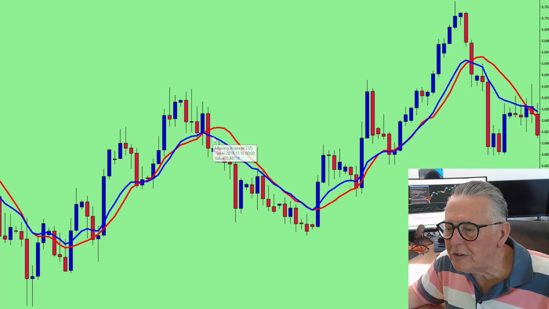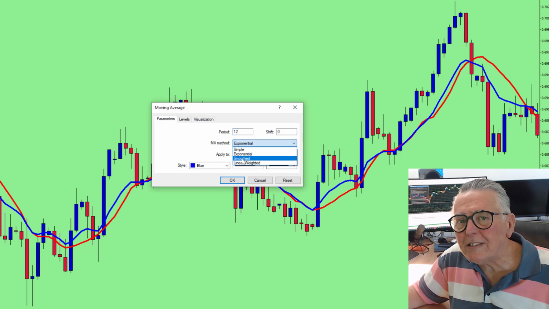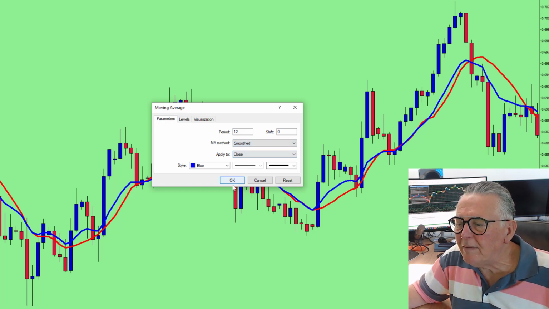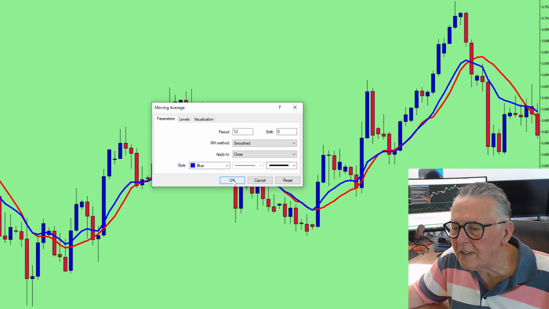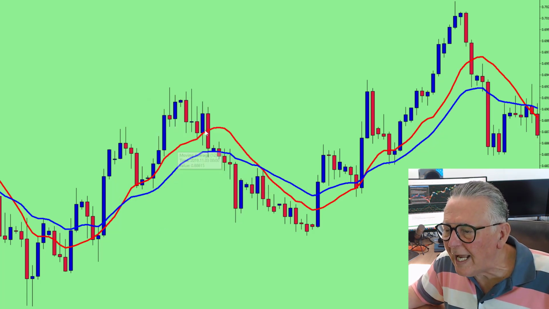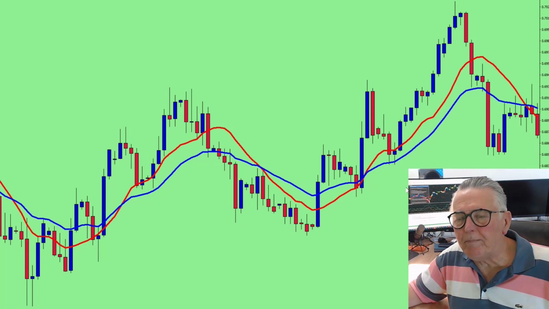And if we now change this from exponential to smoothed, this smoothing makes the moving average a bit smoother. So let's have a look at that. Now here you can see quite a big difference. There's the actual one based on the simple method, and here is the smooth one.